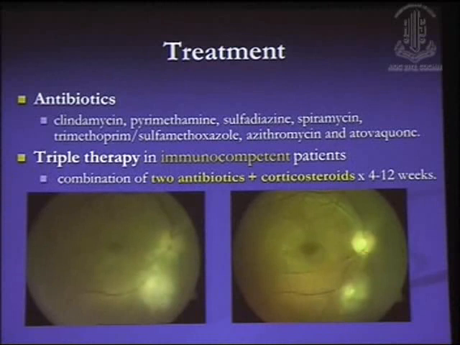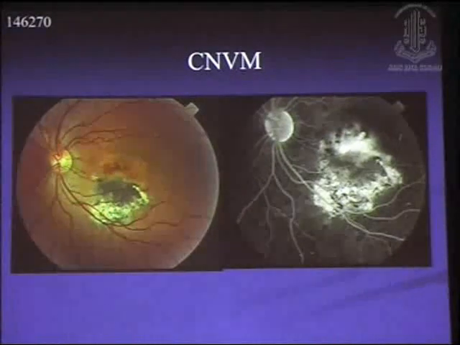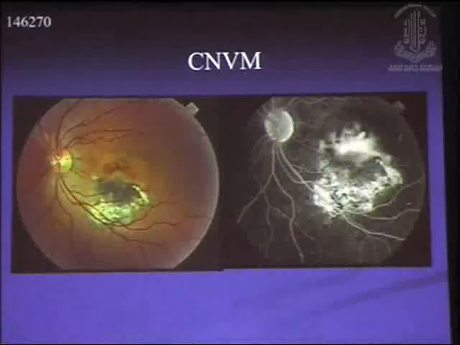And what is important is to continue the antibiotics. Start the antibiotics before the steroids are started, and continue the antibiotics till after the need for steroids is over and the lesion has completely resolved. And like in anything else, even in inactive toxoplasma scars, you can develop a choroidal neovascular membrane at the edge of the scar.